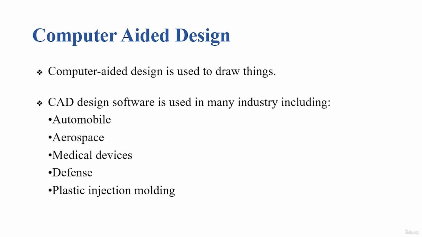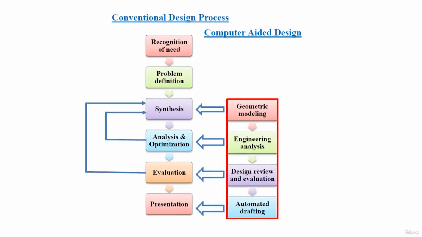CAD software is used in many industries like automobile, aerospace, medical devices, defense, plastic injection molding, sheet metal industry or shipbuilding industry, etc. We can see here the conventional design process and the computer aided design process. Mostly the steps are the same, but some steps are replaced by computer aided design. Synthesis is done by geometric modeling. We are going to see in CAD how to create the geometric modeling. Whatever input we give on the computer is converted into a mathematical model, and the output is shown on the screen.